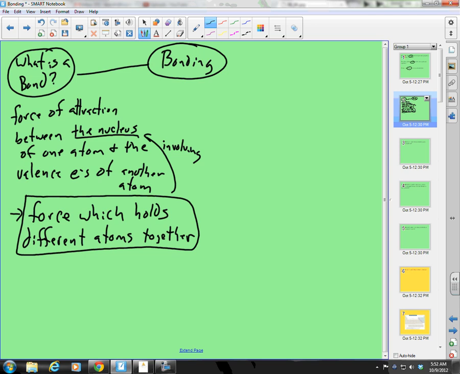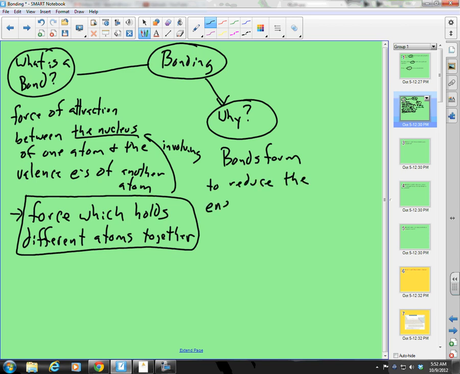Good. Now the next question, though, is why? Why does this happen? Well, I think that's an excellent question. Why do bonds occur? Well, really it is to reduce the energy of the atoms. Bonds form to reduce the potential energy of the atoms involved. And you're going to find out through our investigation in chemistry that in general, things like to go to lower potential energy because usually that means they become more stable.